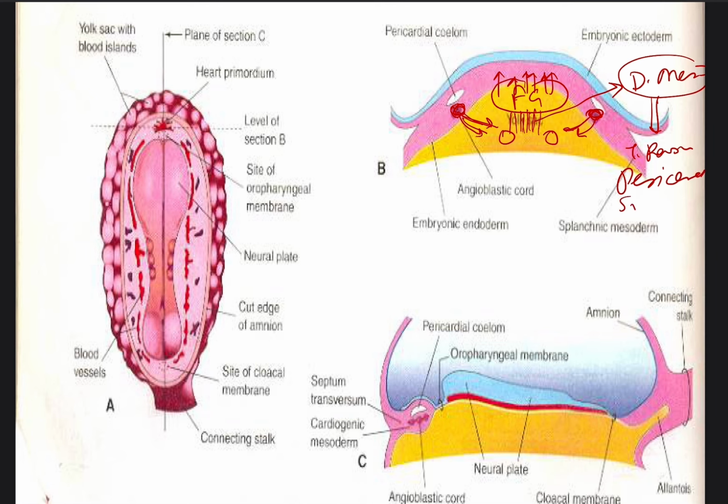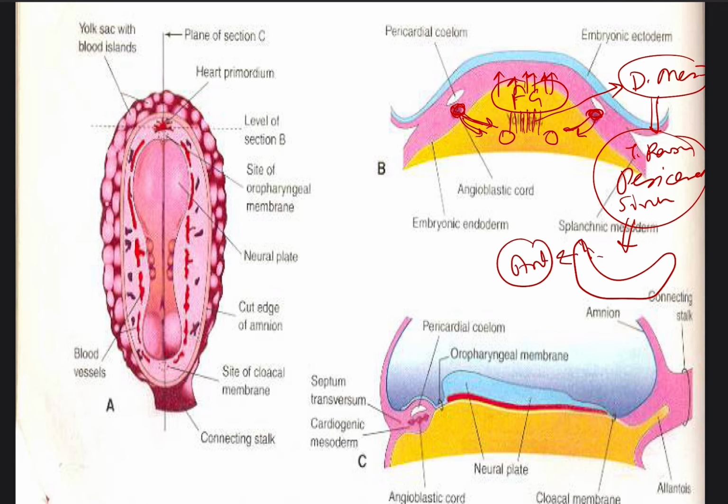After degeneration of this dorsal mesocardium, it will form transverse pericardial sinus, which is separating heart tube into two portions: the anterior portion, which will form truncus arteriosus or pulmonary trunk or aorta, and the posterior most portion, which will form SVC.